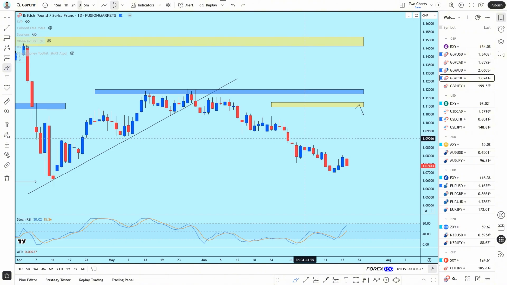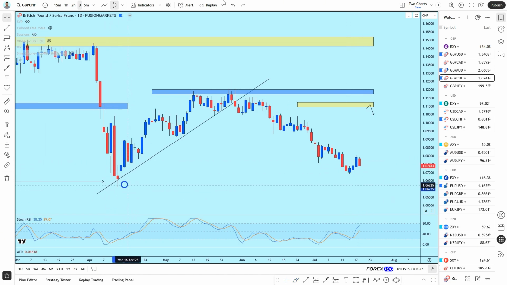This is also daily chart for British pound Swiss franc, and we can see the price continue to go down. So we have a solid reason to believe that next week price will continue to go down. But keep your eyes on this zone that previously acted as a support.